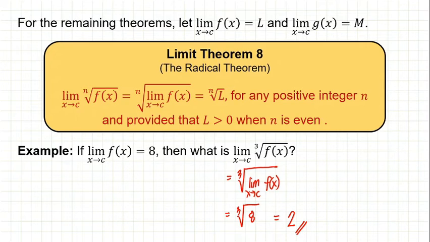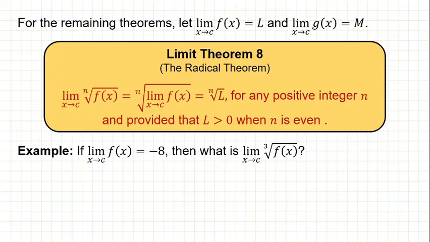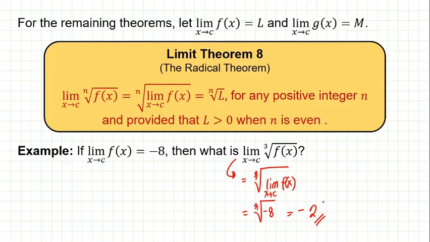Okay? So there. Another one. How about if negative 8 siya? So, the same pa rin yung gagawin natin. Paulit-ulit lang to. So, we have the cube root of the limit of f of x as x approaches c. And since the limit is equal to negative 8, so we have the cube root of negative 8. Even though less than 0 siya, walang problema kasi yung index natin ay odd, hindi even. So, the cube root of negative 8 is just equal to negative 2, right? So, our final answer is negative 2.